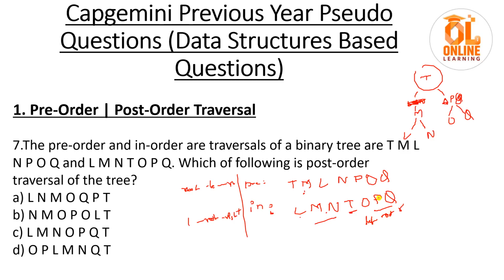So if P becomes root, then O will be the left of P, and Q will be the right of P. The tree which we generated is T, N, L, and P, O, Q. So we need to find the post order for this.